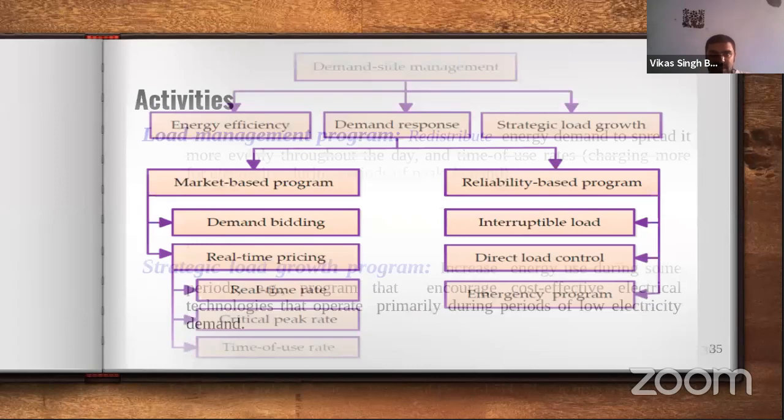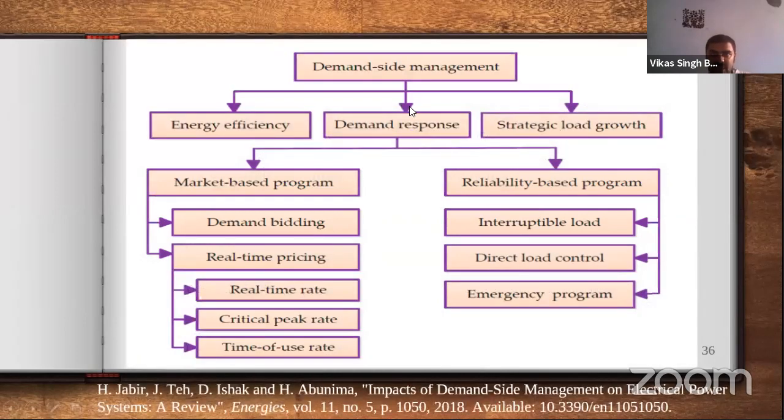Now these are the main activities or the main programs of demand side management. One is energy efficiency, demand response, and strategic load growth. Then demand response is also divided into two parts. One is the market based program, another is the reliability based program. And in reliability: interruptible load, direct load control, or emergency program.